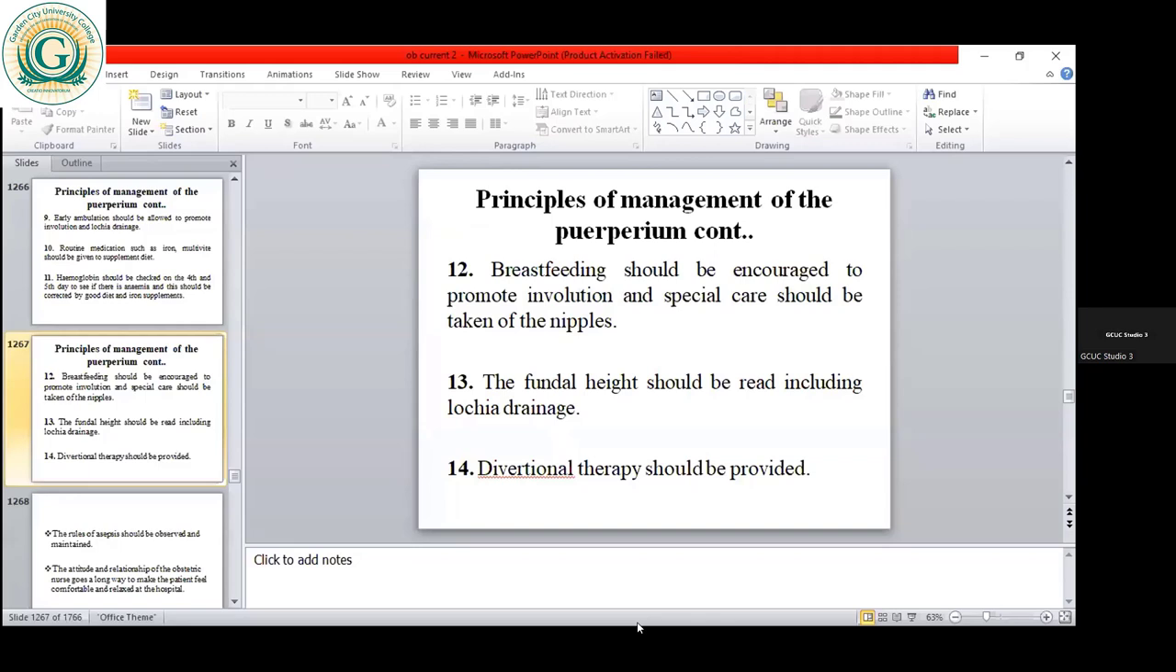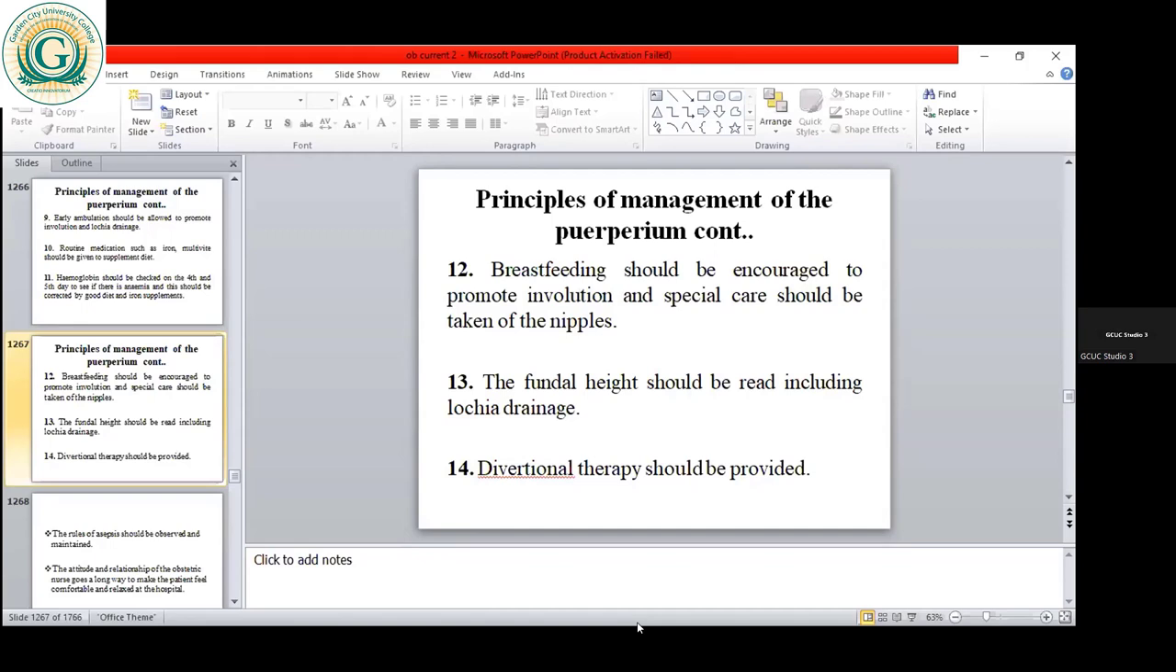The most important thing, do a diversional therapy for the woman. Some women, when they deliver, something happens in their mind, and if you don't take care, the woman may go out of herself, what we call puerperal psychosis. She may have a mental problem. She will be overwhelmed with the situation she finds herself in. I'm now a mother. I'm also going to wash napkins. I'm going to do this. Wow, this is a big problem.